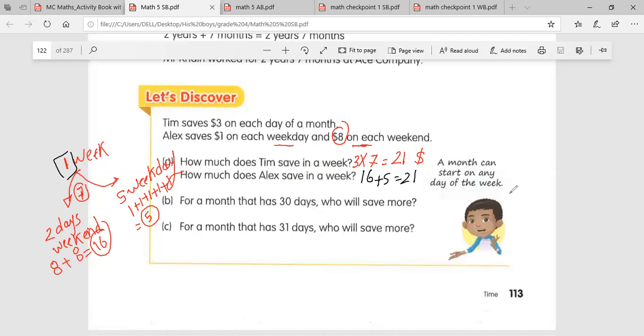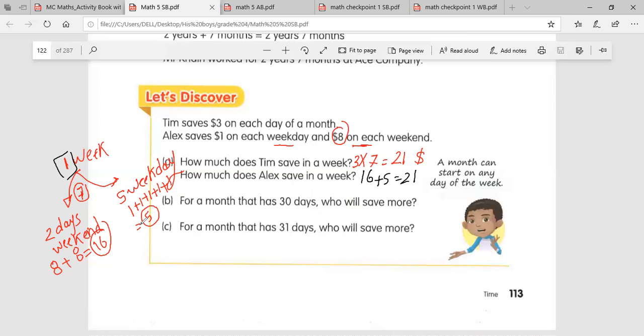Here is the first one. How much does Tim save in a week? Because 7 multiplied by 3, you get 21. And the second one, Alex saved 8 on each weekend day. You have two days in the weekend, so you add 8 plus 8 and get 16. And the rest, we have five weekdays. You add 1 plus 1 or 1 multiplied by 5 and get 5. If you add them, 16 plus 5, you get 21.